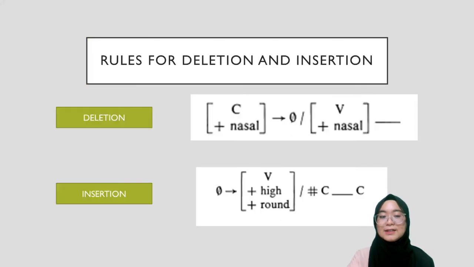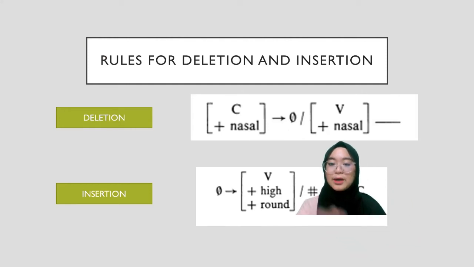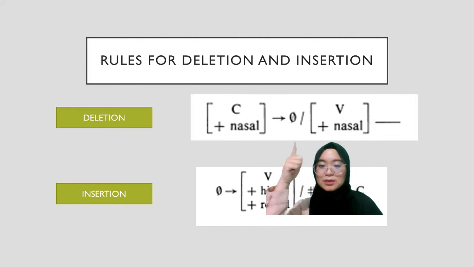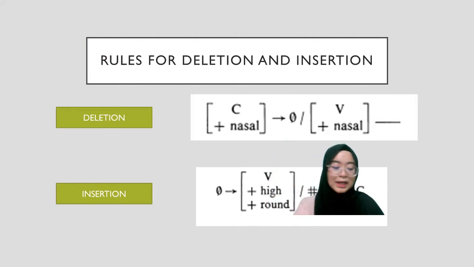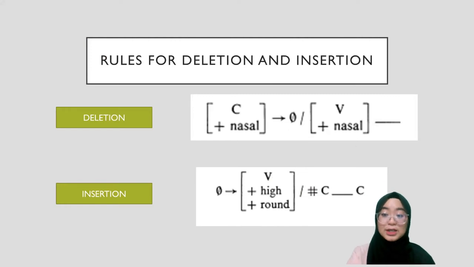Next, let's talk more about rules for deletion and insertion. Deletion is related to the null symbol. This is the null symbol. It shows the deletion of the segment.